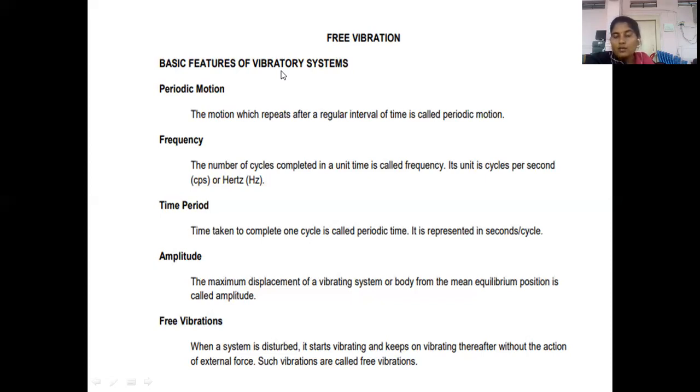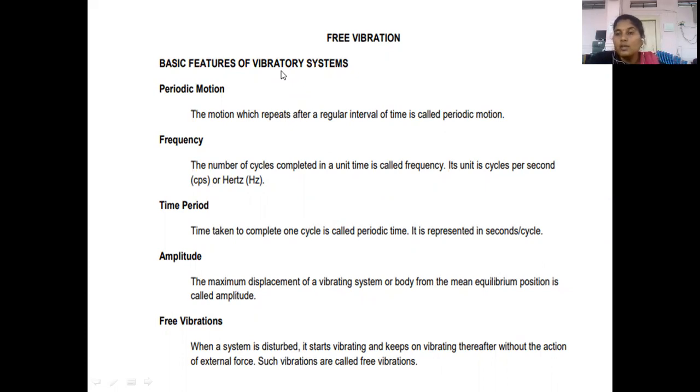Periodic motion, what is it? The motion which repeats after a regular interval of time. After a regular interval, the motion starts again; that motion is a periodic motion. Frequency is the number of cycles completed in unit time; the unit is hertz, that is, cycles per second. Time period, what is it? The time taken to complete one cycle is called the periodic time.